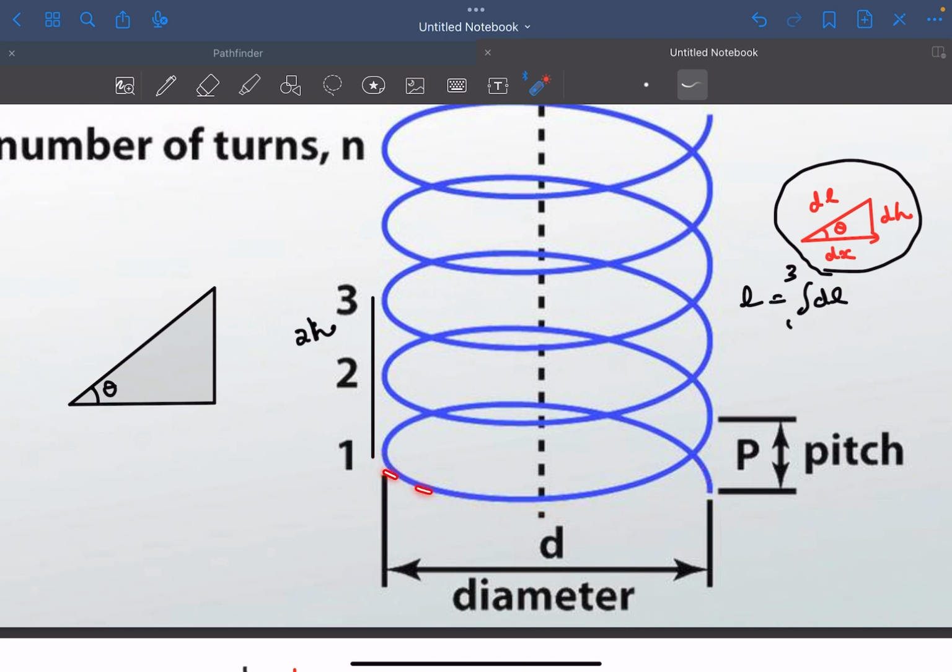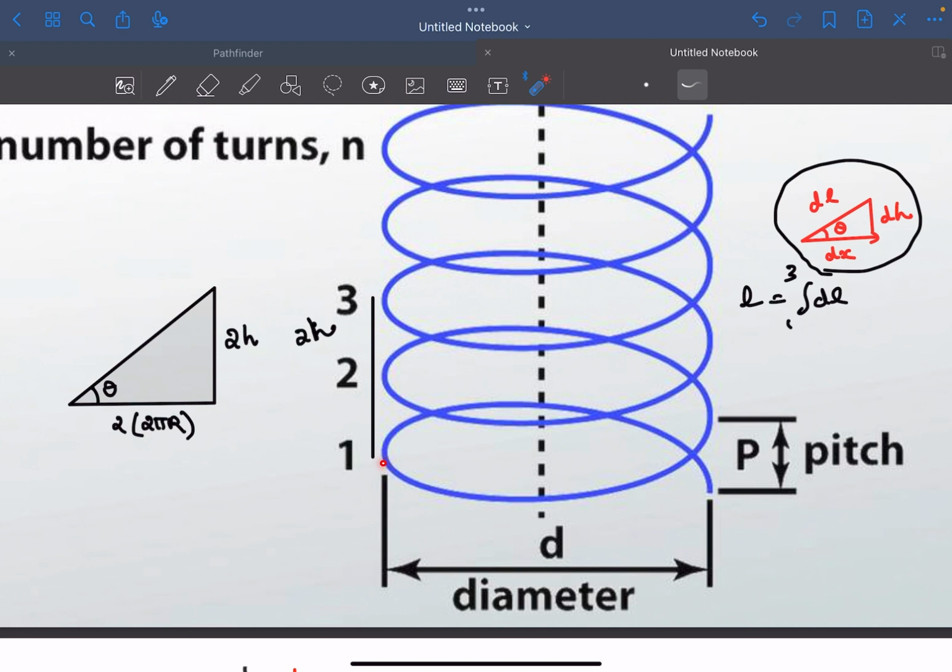If you add up all these individual dx elements for one complete revolution, won't you get the circumference of the circle? So from 1 to 2, the particle had to undergo 2 circular motions. So the integral of dx would come out to be 2 times 2 pi r. And if you add up all the small dh elements from point 1 to point 3, you'll get 2h, where h is the pitch of the helix.